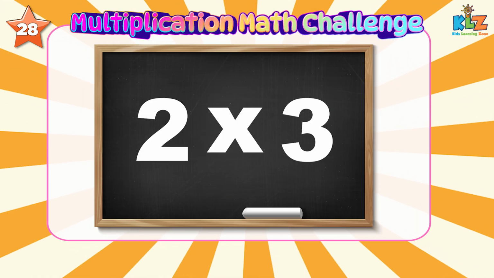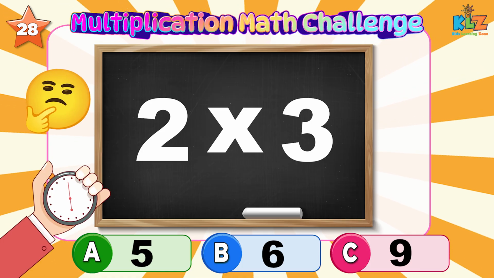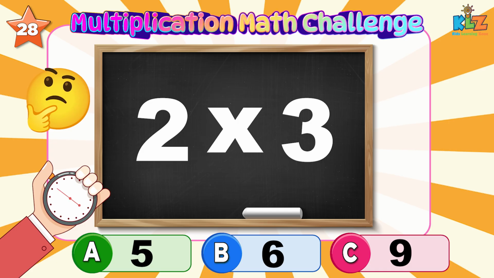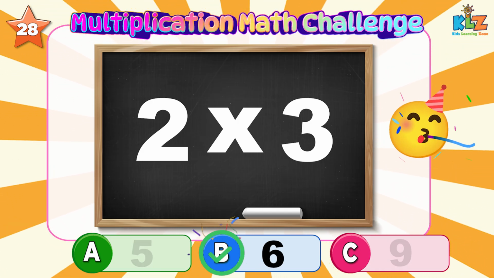What is 2 multiply 3? You have 5 seconds. Good luck. Correct answer, option B, 6. Excellent.